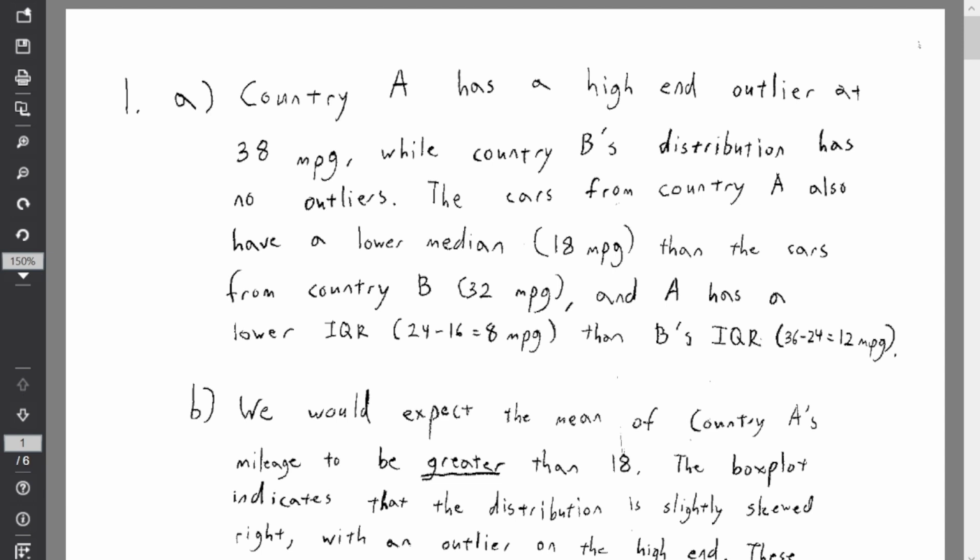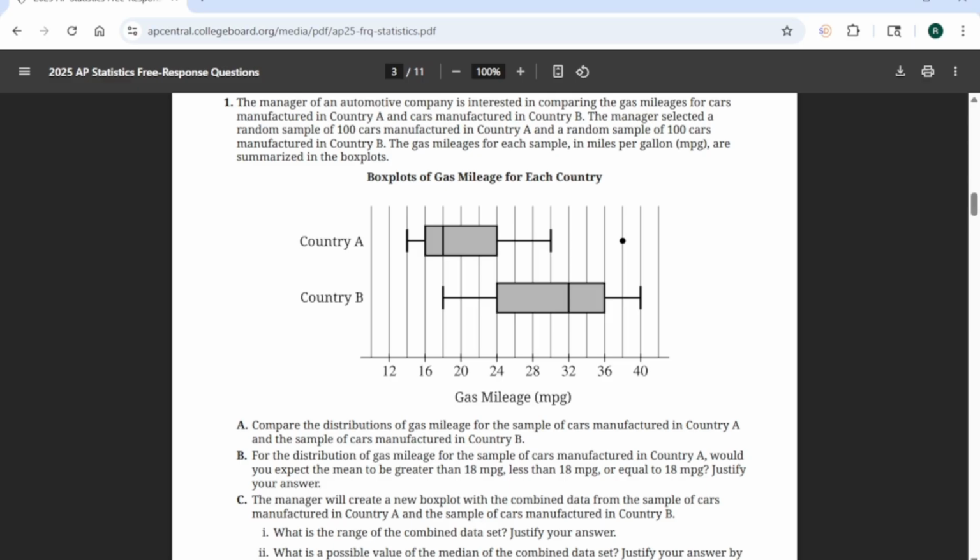In part B, this is testing your knowledge of our measures of center. Would we expect the mean to be greater than 18, less than 18, or equal to 18? Well, since the median is at 18 for country A, we already talked about that, we want to look at the shape and measure of outliers because remember the mean is not a resistant measure to those.